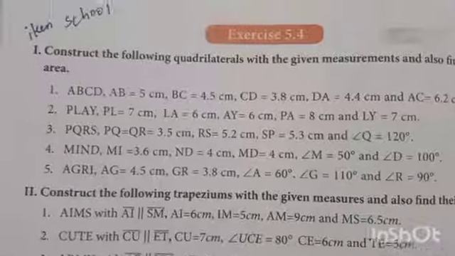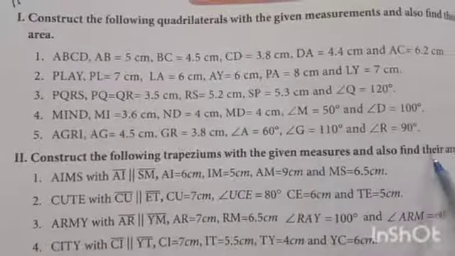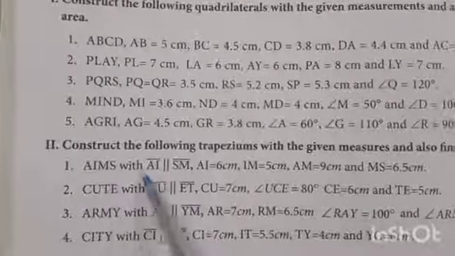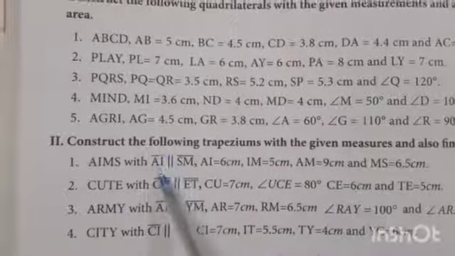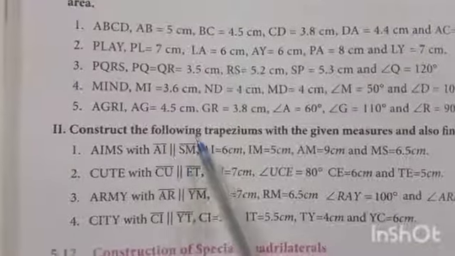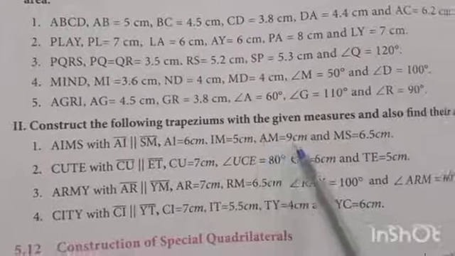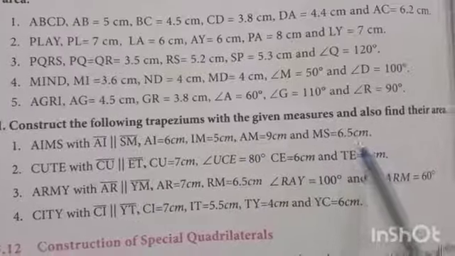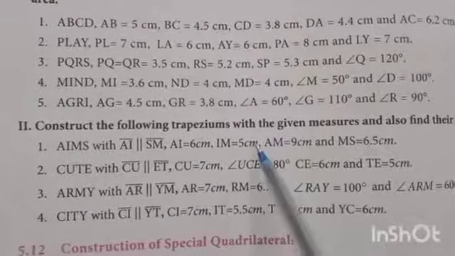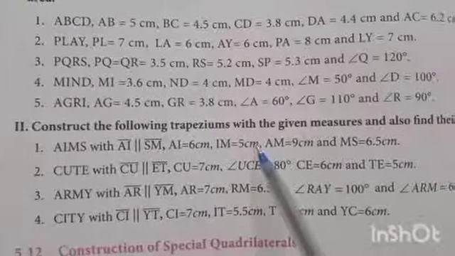Students, page number 192. In second trapezium, construct the following trapezium with the given measurements. Also find their area. First problem, trapezium AIMS with line segment AI parallel to line segment SM. How to read this? Line segment AI parallel to line segment SM. AI equal to 6 centimeter, IM equal to 5 centimeter, AM equal to 9 centimeter and MS equal to 6.5 centimeter. Okay. It is the same as that example problem. You have to try yourself. Next we will move to the next method problem.